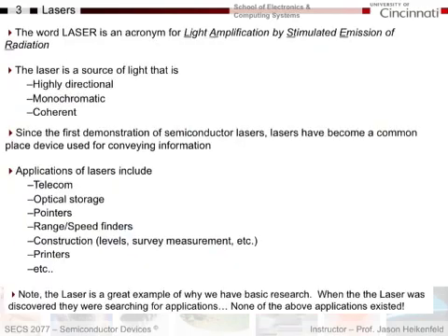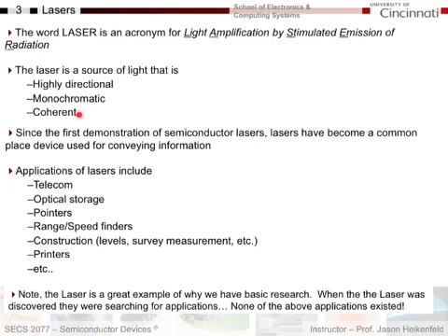So, back to lasers. The word laser is an acronym for light amplification by stimulated emission of radiation. And the laser is a special source of light that has three unique properties. The light is always highly directional, it's monochromatic, meaning it's almost a single wavelength, and all the photons are in phase in terms of their peaks and valleys for the electric fields and magnetic fields.